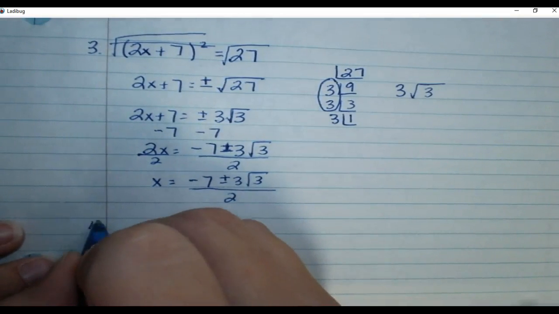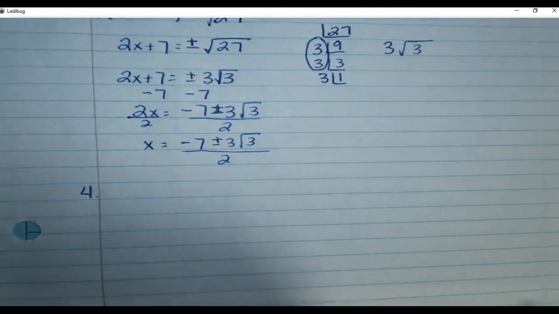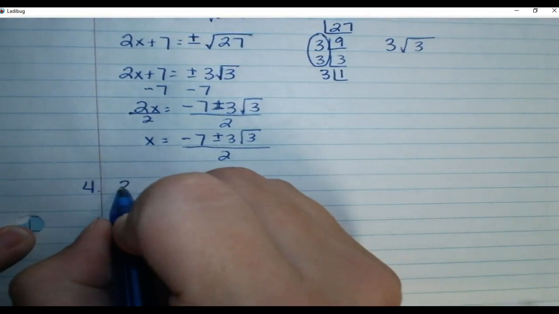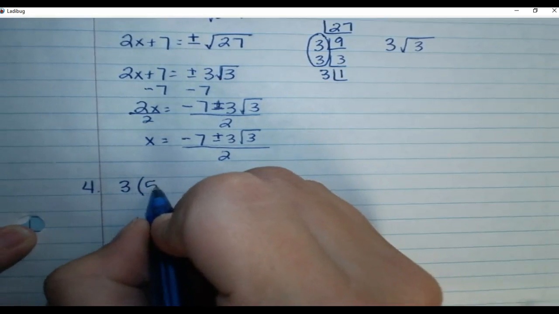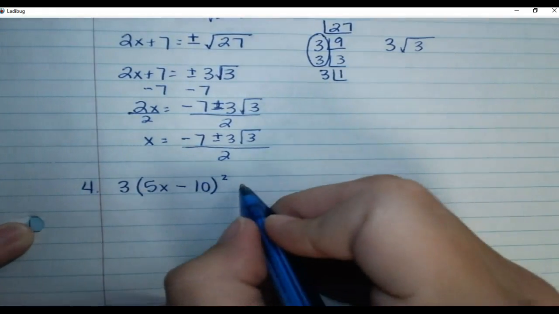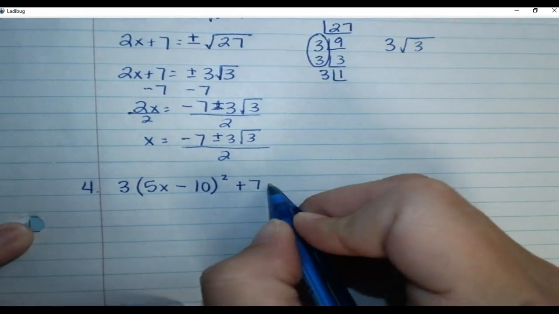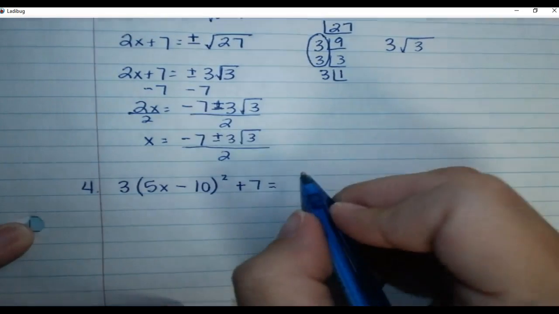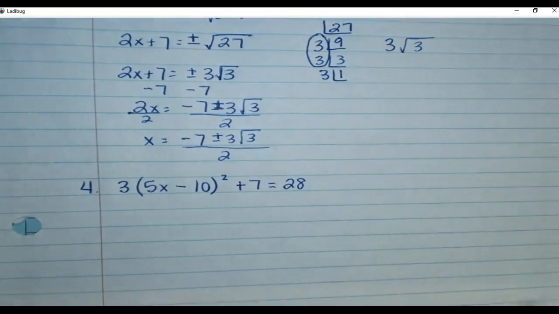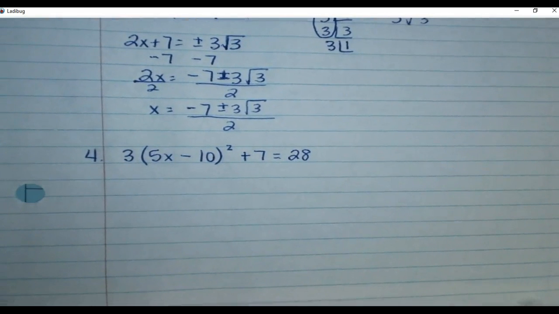Okay. Alright, let's do the toughest one with the most steps ever, and then I'll let y'all try something. So let's say we have 3 times (5x minus 10) squared plus 7 equals 28. And this right here is as tough as they're going to get. Okay? It has the most steps. So if you can do this one, you are good to go.